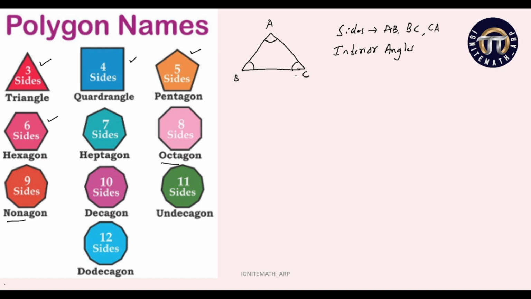When the side of the polygon is extended or produced, either in the clockwise direction or in the anti-clockwise direction, see here I am extending the side of the polygon like this. Look at this.